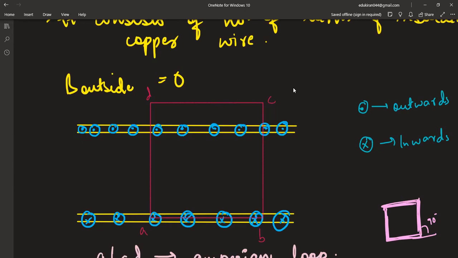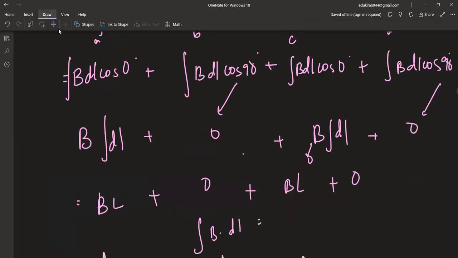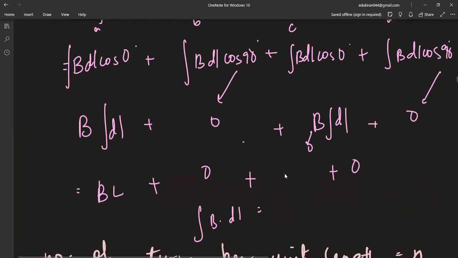So it means here the magnetic field itself is not present. Despite the angle being 0, the magnetic field is 0. So here also this will eventually become 0 because of the absence of magnetic field. So the integral of B dot dl is BL.